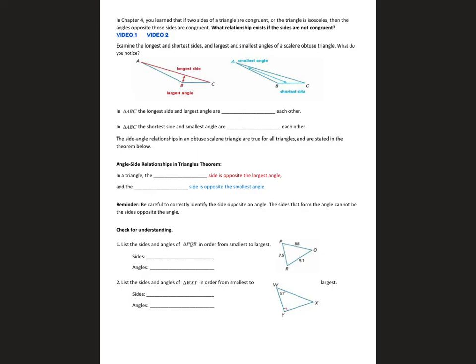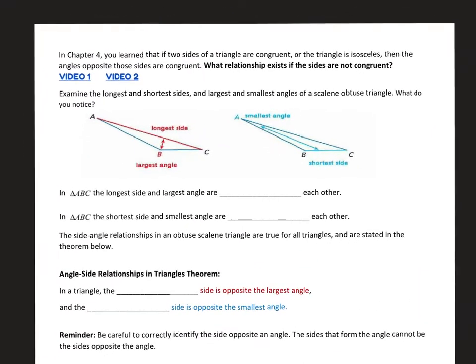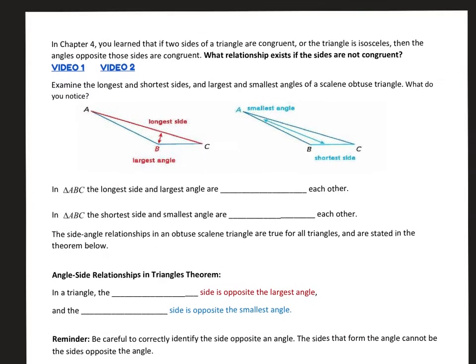Hello everyone. Today we're looking at inequalities of triangles. Now, previously we've talked about how if we have two sides of a triangle that are congruent, or if a triangle is isosceles, then the angles opposite those sides will be congruent. But there also exist relationships between the sides themselves and their corresponding angles. Specifically, the idea of opposites.